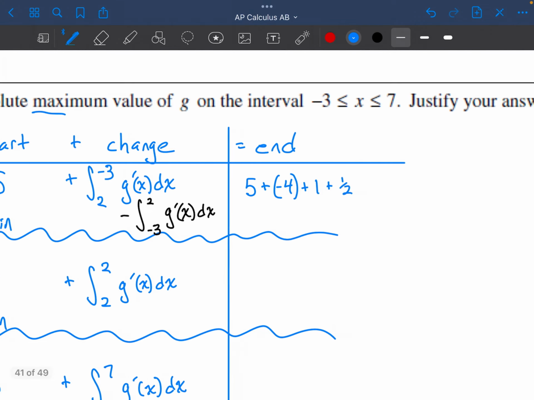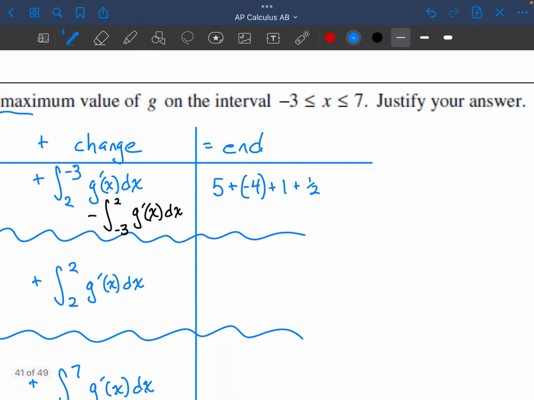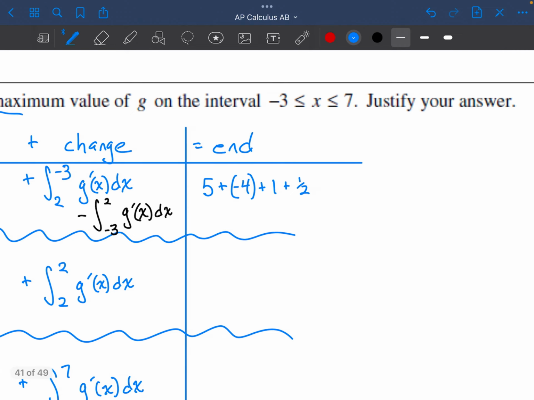Those are all the operations that I'm doing in my head, but I want to make sure that you guys can follow that. In fact, it's kind of easier if you do these 3 first, actually. So what do we have? We have 5 and 1 is 6. 6 minus 4 is 2. 2 plus 1/2 is 2.5. So I can say that's 2.5.